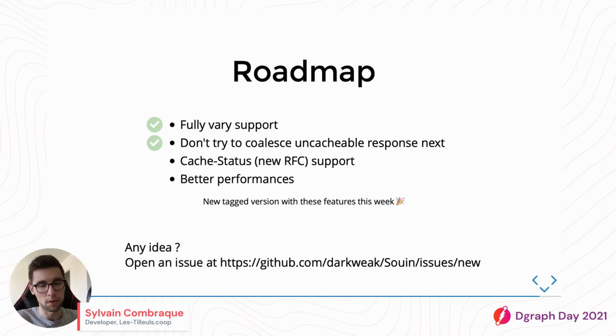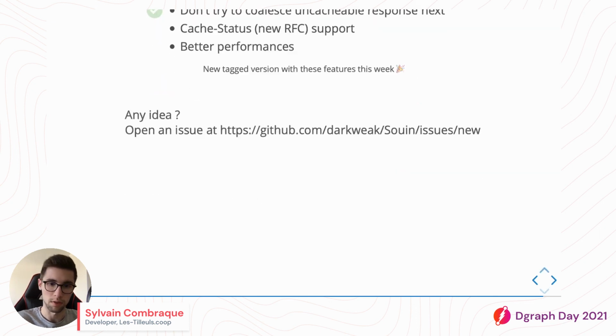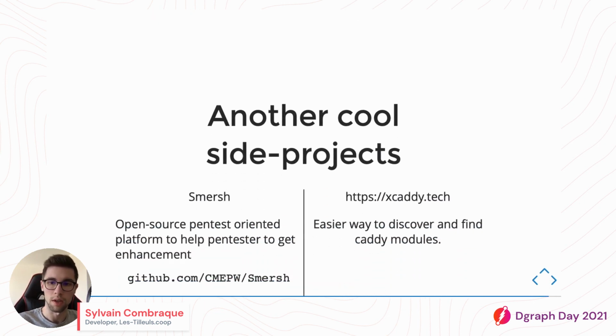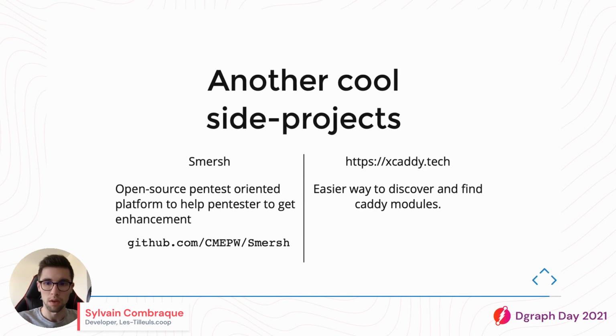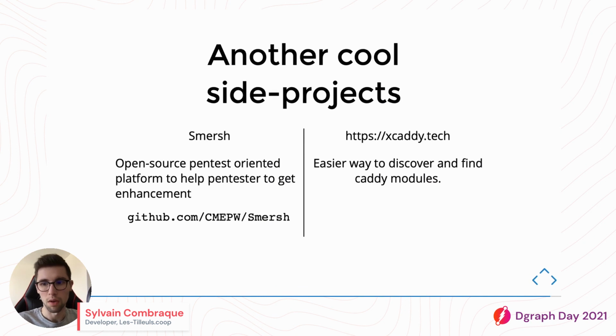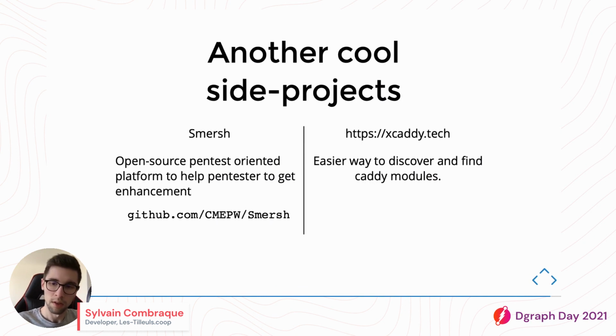So let's see together some other cool side projects. The first one is Merch. It's an open source pentest-oriented platform to help pentesters enhance their missions. You can find it on GitHub. I also built a platform to discover KDE modules and simplify life by making an xkd build command. You can contribute on the website, which is located at xkd.tech, and on the build and the module retriever. These projects are available on my GitHub.